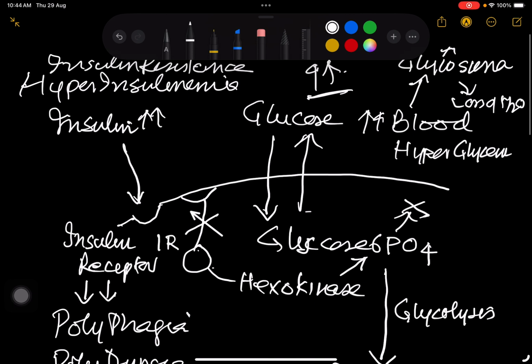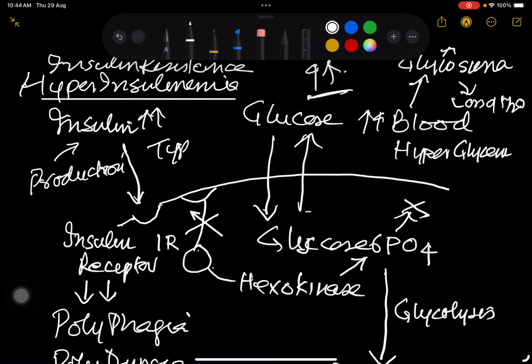So this type of diabetes is type 2 diabetes because there is hyperinsulinemia. However, if insulin production is damaged because of injury to the pancreas, then there is type 1 diabetes. So this is about diabetes.